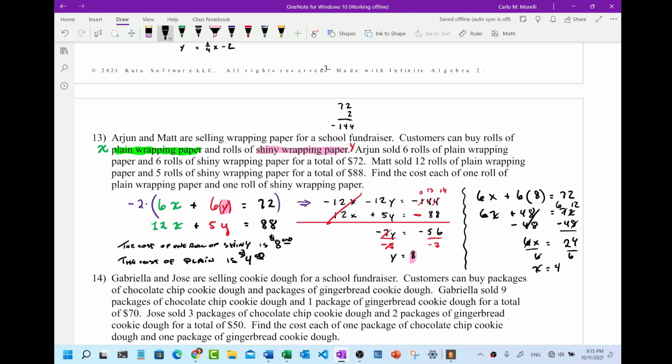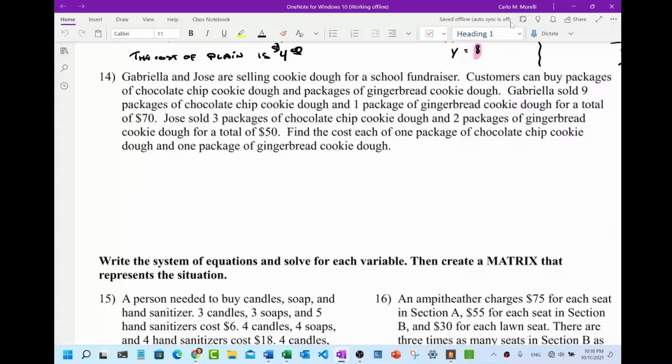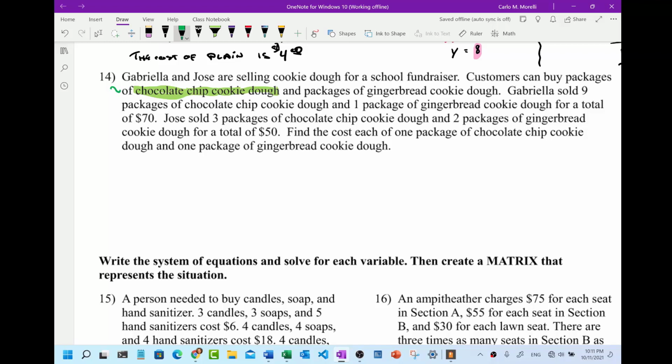Okay, and that is the end of number 13. All right, here we are on number 14. Gabriella and Jose are selling cookie dough for a school fundraiser. Customers can buy packages of chocolate chip cookie dough. So here we want to highlight this and give it a variable name. We'll give it variable name x. And gingerbread cookie dough, we'll give that the variable name y.